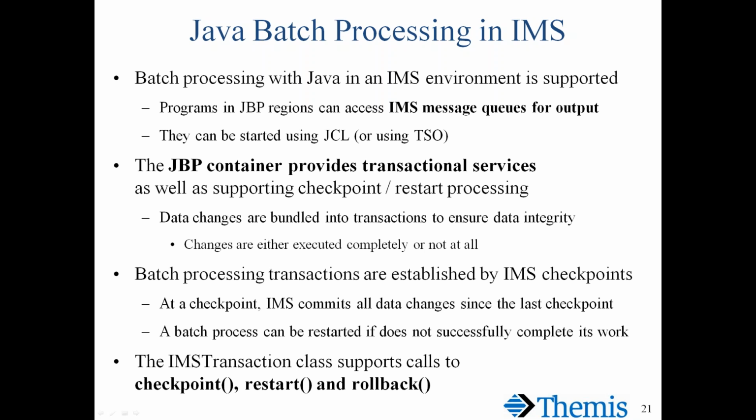From the JBP, the batch region, you can access the IMS message queues for output. Obviously not for input because they're batch-oriented and not message-oriented. But you get the capabilities of the transactional services and checkpoint restart processing. We'll give a little bit of detail of what that means, what transactions are, the all or none principle, and the fact that at a checkpoint, IMS commits changes. If you have a need to, you could roll back changes. And if the job fails for some reason, the checkpoints give you a capability to restart the job without having to rerun the whole thing.